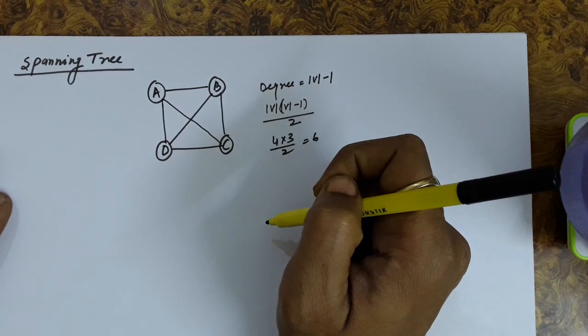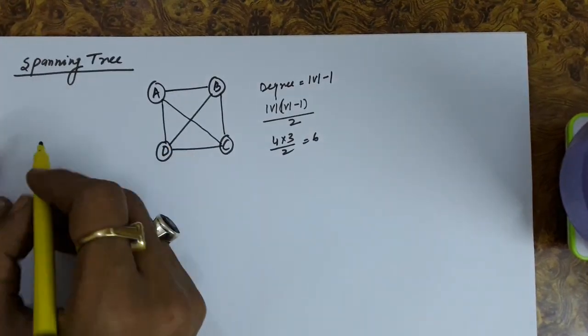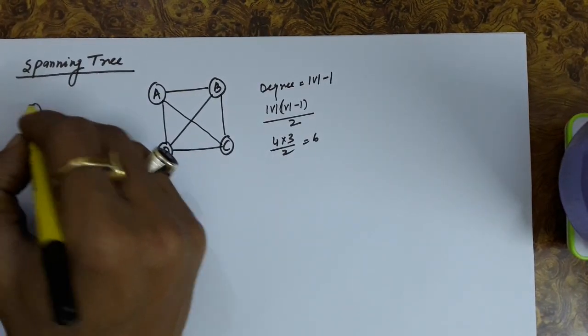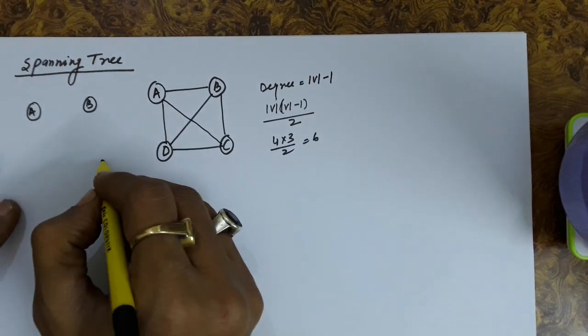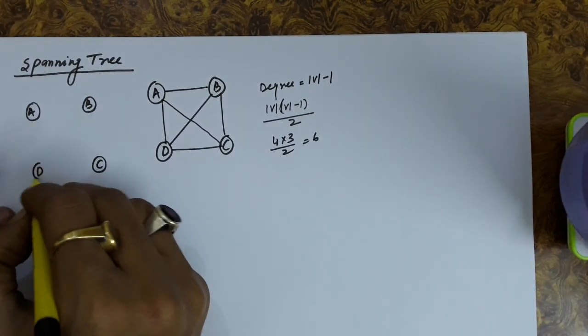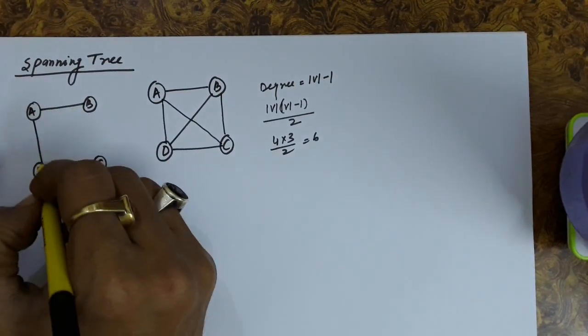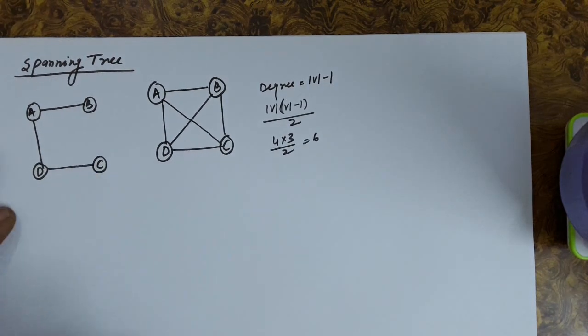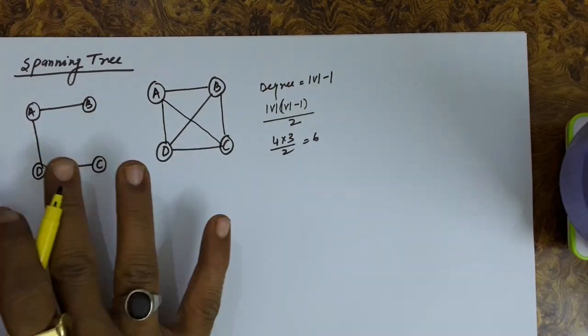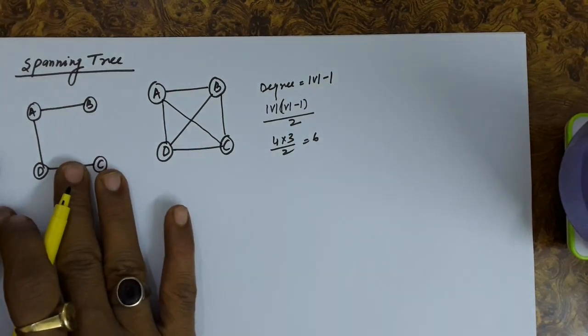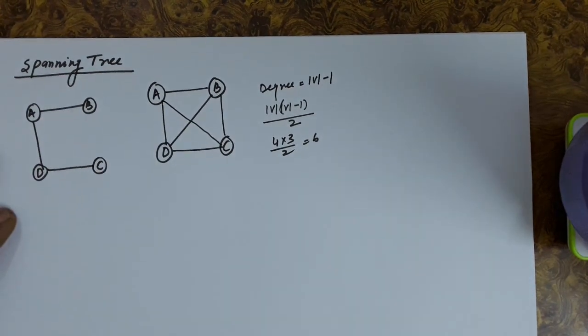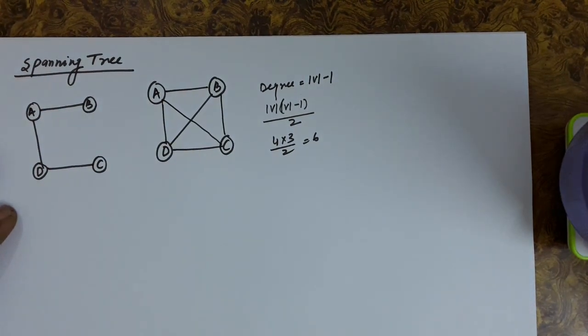So if we form a tree from this graph which has the same number of vertices but fewer edges, and the resultant graph is a connected graph. So this is a connected graph. From this I have prepared this, which is also a connected graph. By some means I can reach every vertex.